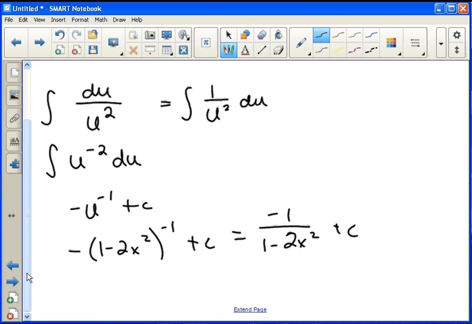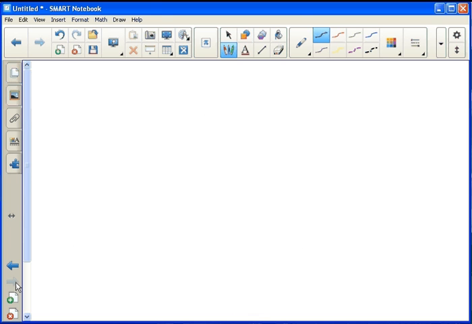Okay, getting there, just two more examples. We're going to try one with a radical. Let's do the integral of x squared times the square root of x cubed minus 2.